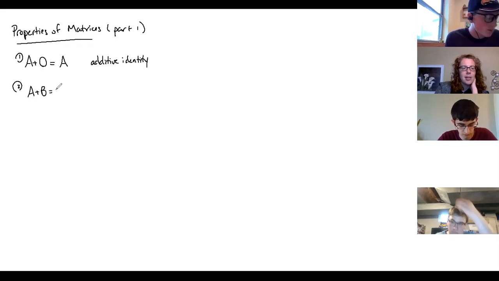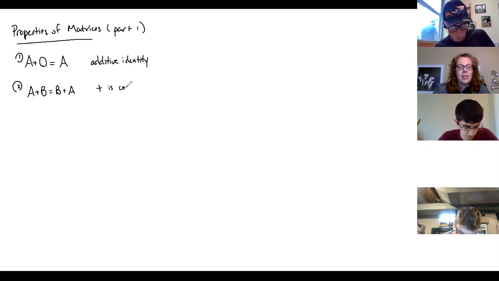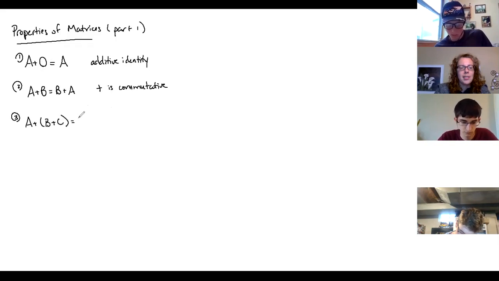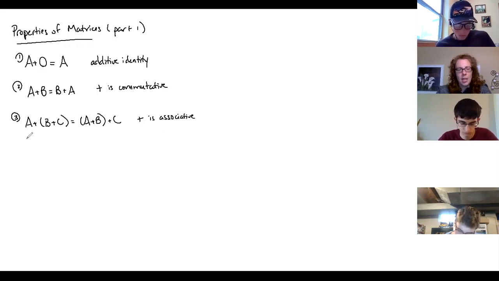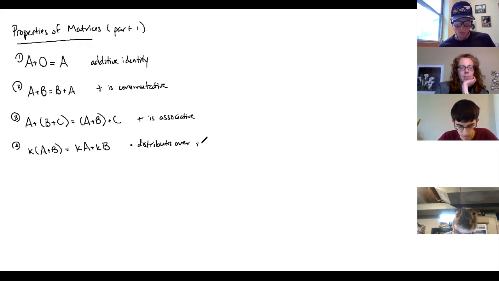Secondly, A plus B is equal to B plus A. So matrix addition is commutative. Thirdly, A plus (B plus C) equals (A plus B) plus C. I can move the parentheses, and that's matrix addition is associative. We can do k times (A plus B), and I can distribute the scalar. So that's k times A plus k times B. So scalar multiplication distributes over matrix addition.